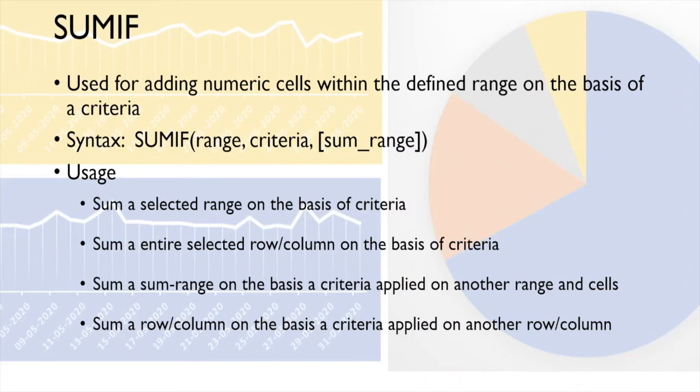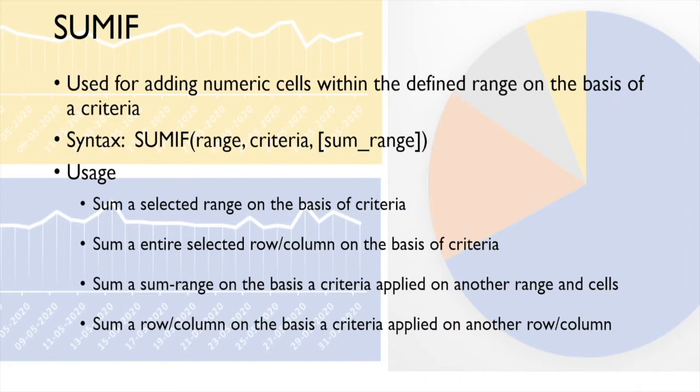If you see the syntax, we have SUMIF, then range, criteria, and sum range. So sum range is optional here. If we don't put sum range, then it would calculate the sum of all the values within the range on the basis of the criteria. But if we define the sum range, then it will sum up the values in that range on the basis of the criteria applied on the range part. So this is what we are trying to see here.